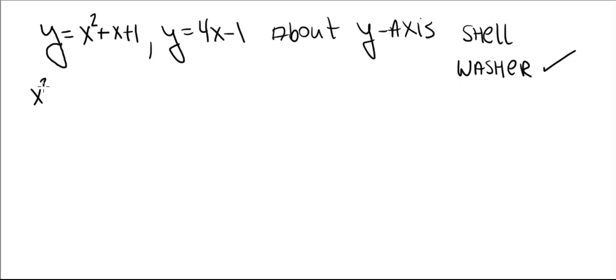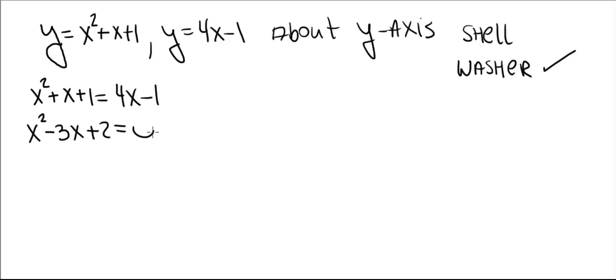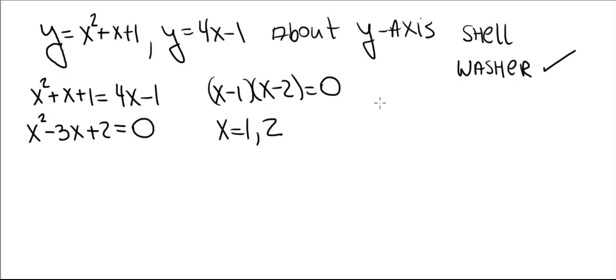First step is to find where these two intersect, so we're going to set them equal to find the x-coordinates of the points of intersection. x squared minus 3x plus 2 equals 0. x minus 1 times x minus 2 equals 0. x equals 1 or 2. Plugging those into either the line or the parabola, the points of intersection are (1, 3) and (2, 7).